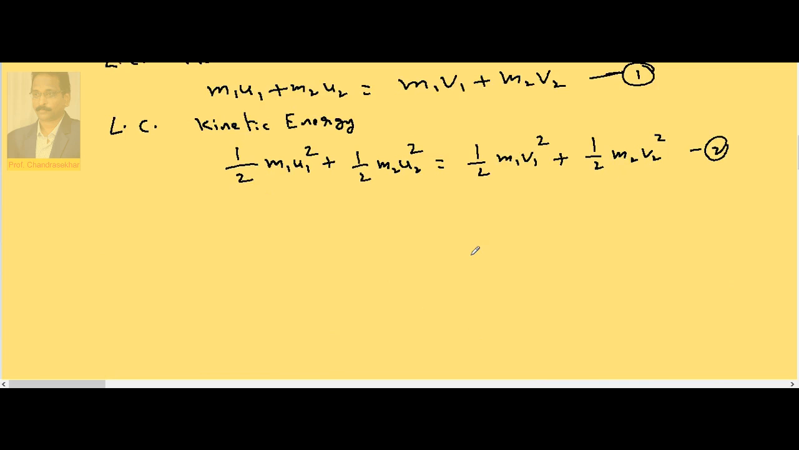Now, what are the examples for these elastic collisions? Because here kinetic energy and momentum both must be conserved. So, normally all visible collisions are considered to be inelastic.